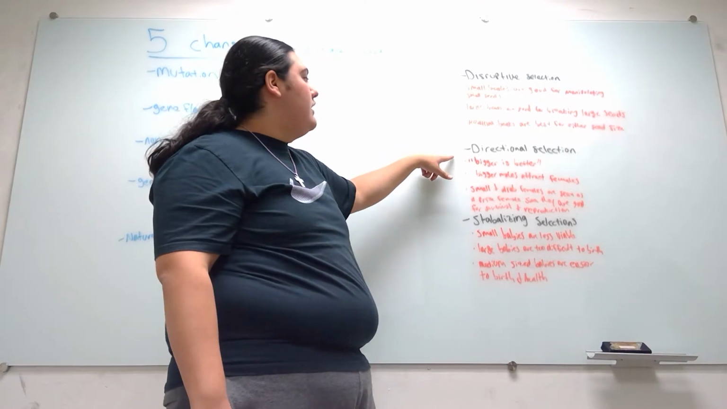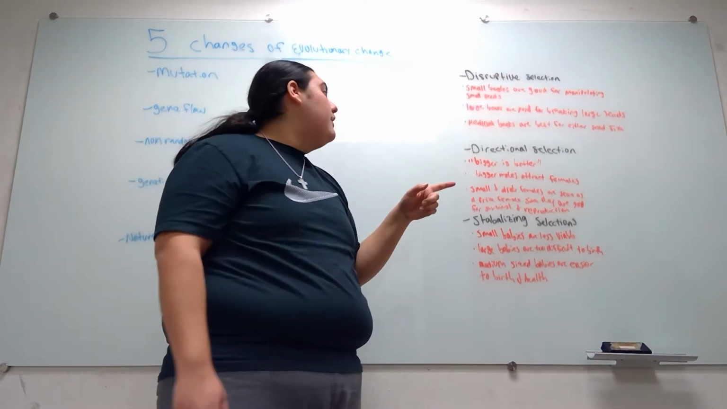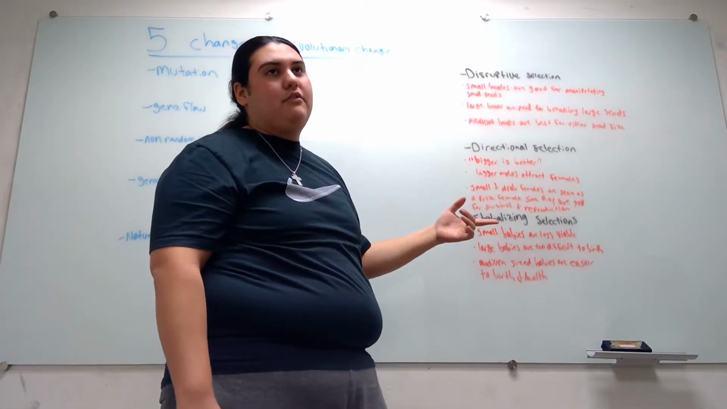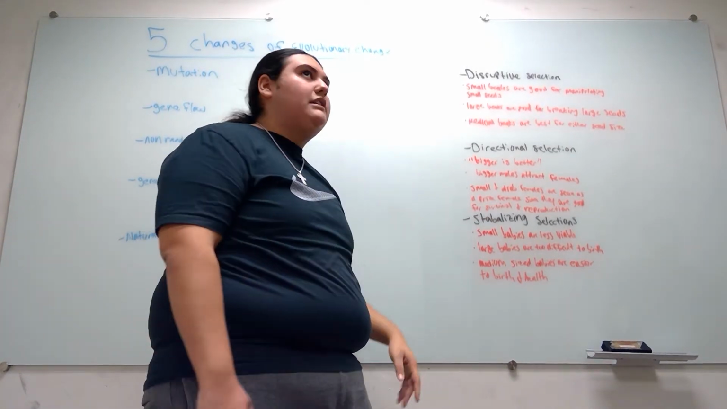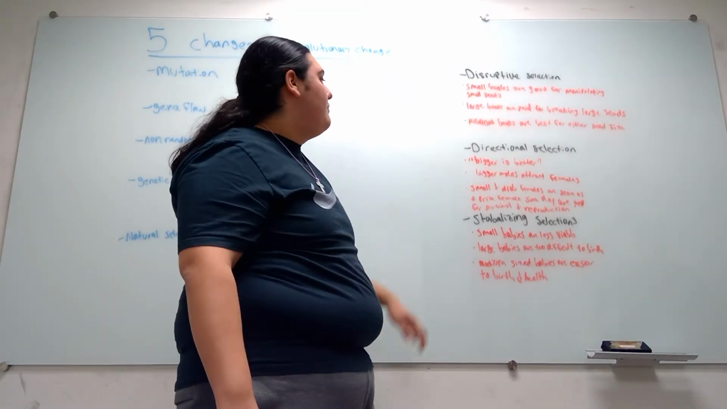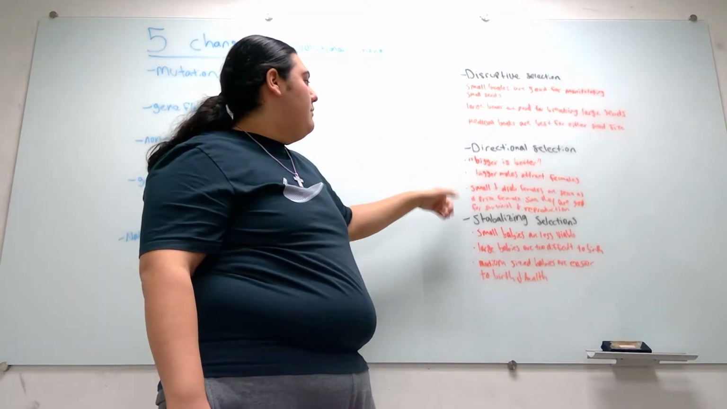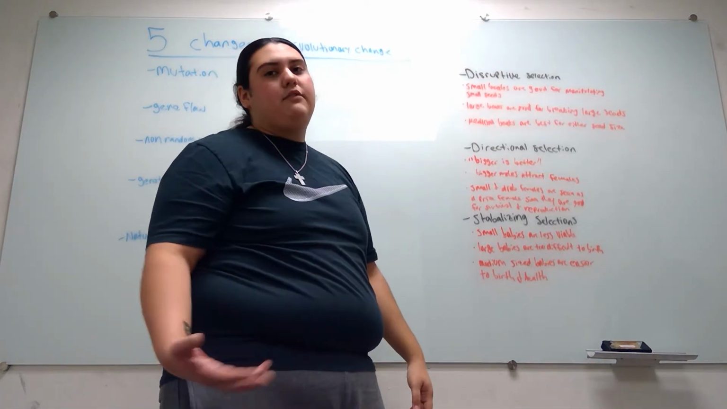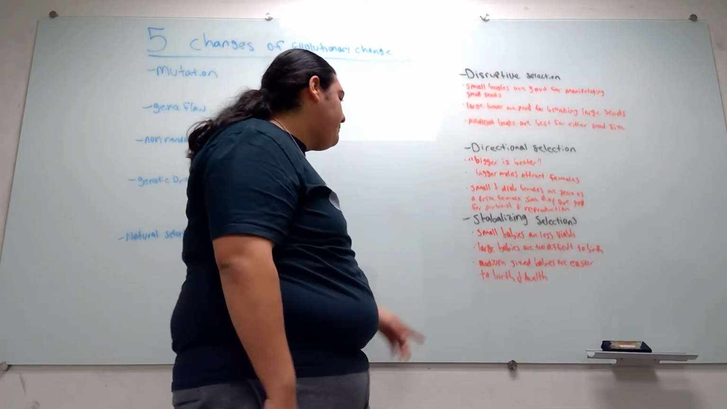And for directional selection, their motto is, bigger is better. So the bigger males attract the females. That's why, like in mating season, they'll puff up because they want to seem like the biggest male so that they can get the females. And for the females, the smaller females are seen as the best females because they're better for surviving and reproducing.